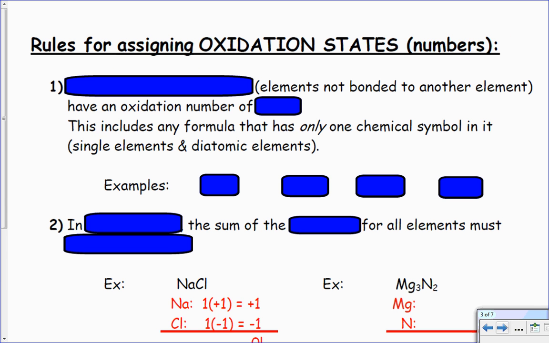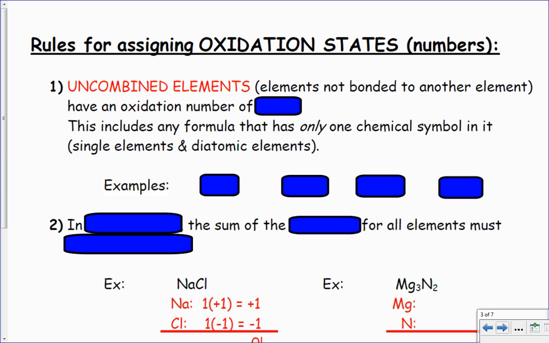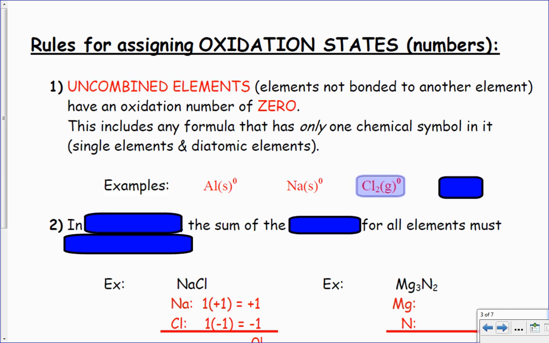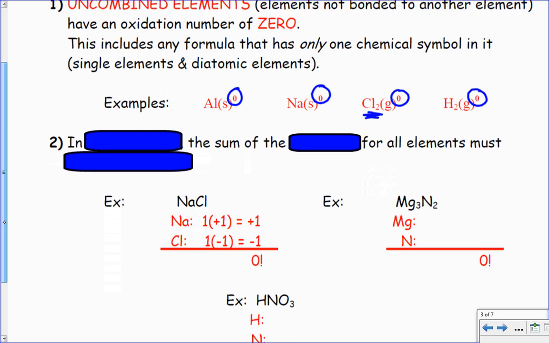So, the rules for assigning oxidation states. First rule, uncombined elements. When they are by themselves, like we saw in the last video, their oxidation number is always 0. You have to remember this. This is something we have to commit to memory. Al, Na, Cl2, H2. Notice they are all 0. Whenever I have an element by itself, and that includes the diatomics, the charge is 0, because it's a lone element, it is not in a compound.